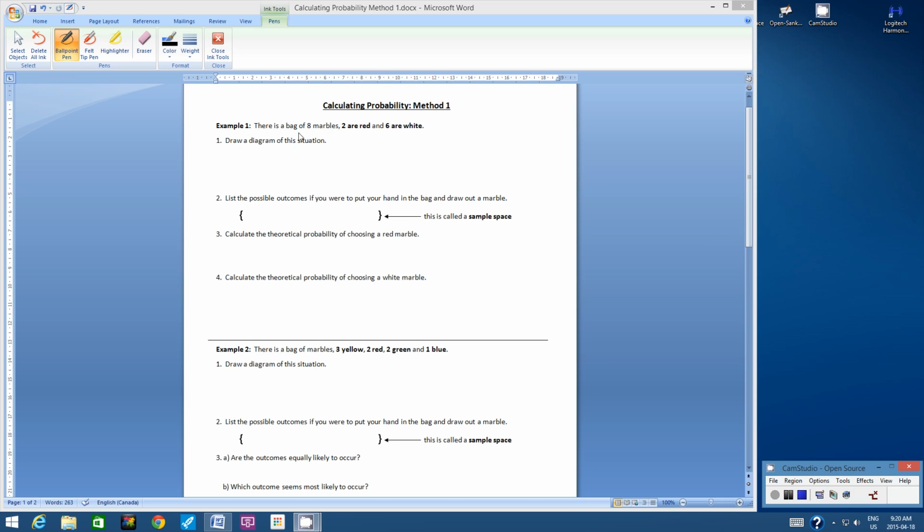There is a bag of 8 marbles. This is very important, 8 marbles in total. 2 are red and 6 are white. Okay, so let's start with the questions. Question 1, draw a diagram of this situation.